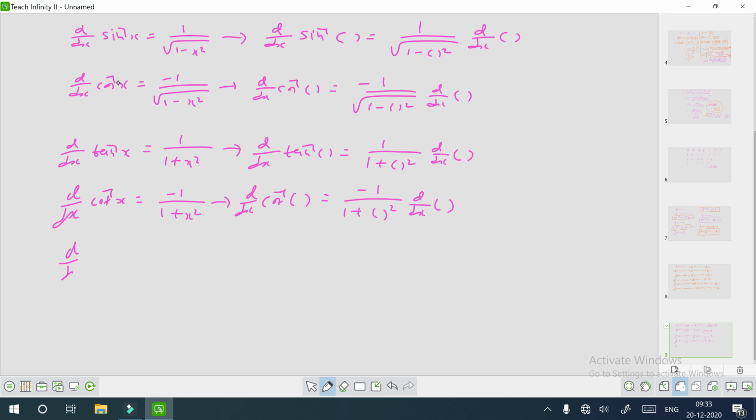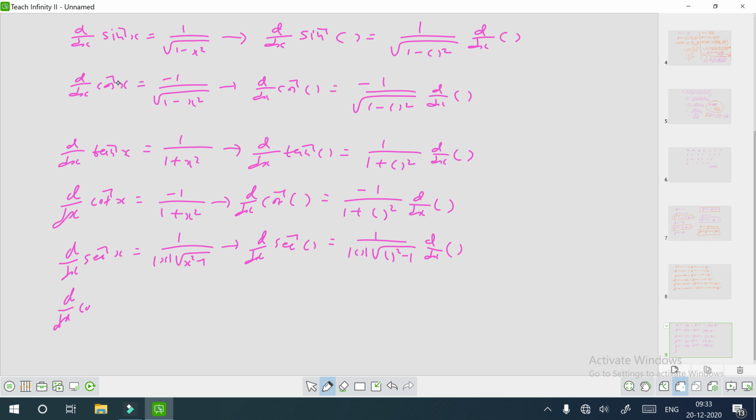Next one, d by dx of sec inverse x is 1 over mod x under root x square minus 1. So d by dx of sec inverse some function is 1 over mod some function under root some function square minus 1 d by dx of some function.